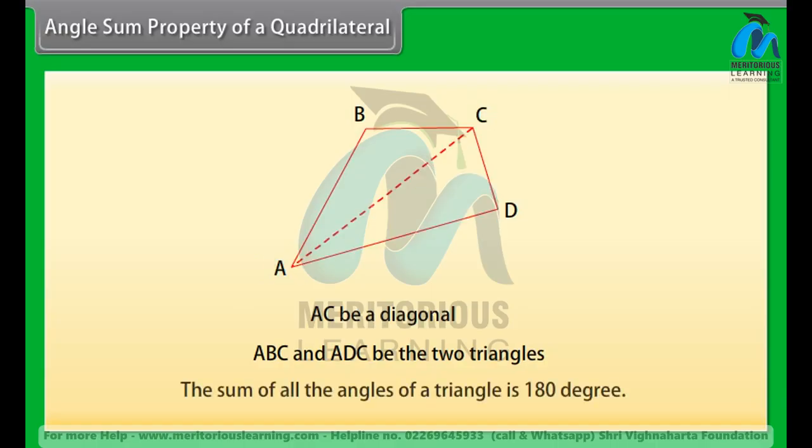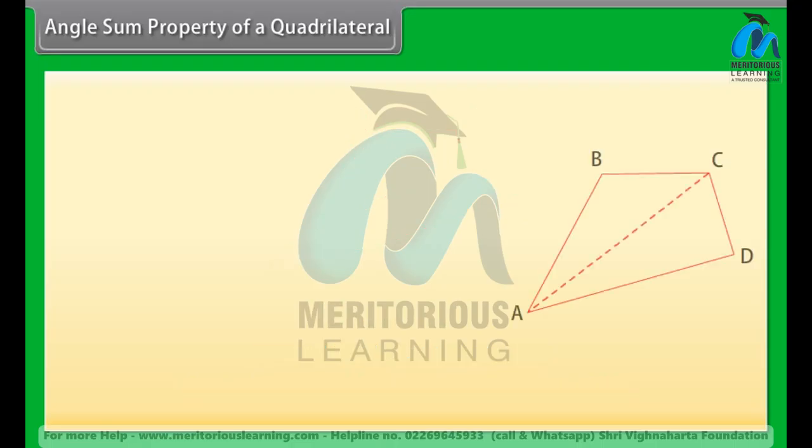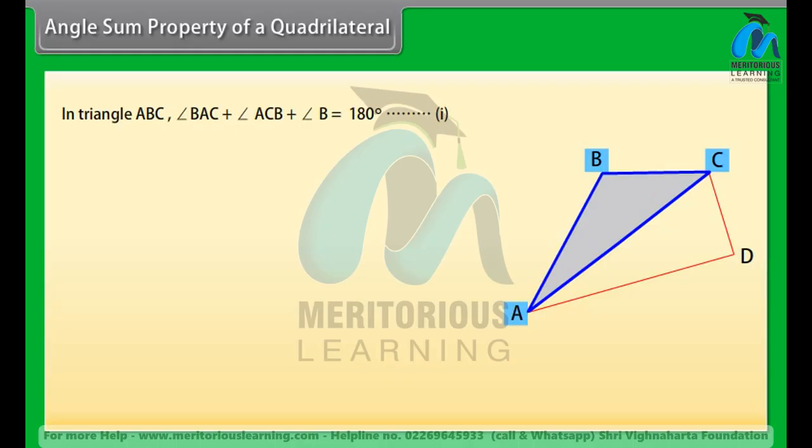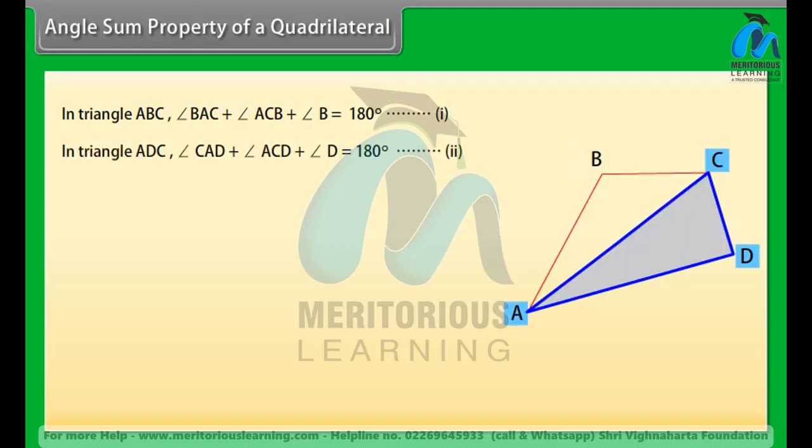We know that the sum of all the angles of a triangle is 180 degrees. Therefore, in triangle ABC, angle BAC plus angle ACB plus angle B is equal to 180 degrees. Mark it as 1. Similarly, in triangle ADC, angle CAD plus angle ACD plus angle D is equal to 180 degrees. Mark it as 2.